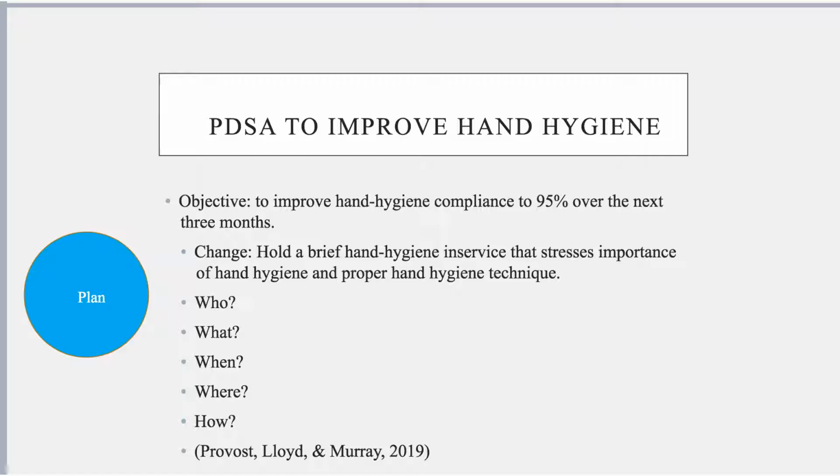Before we can begin to use the PDSA model, it is important to have a clear objective. My objective for this quality improvement project would be to improve hand hygiene compliance within the clinic to 95% over the next 3 months. This goal is clear, measurable, and time-specific. There are a number of interventions that could be used, but for this slide I just used an example of holding a brief hand hygiene in-service that stresses importance of hand hygiene and proper hand hygiene technique.